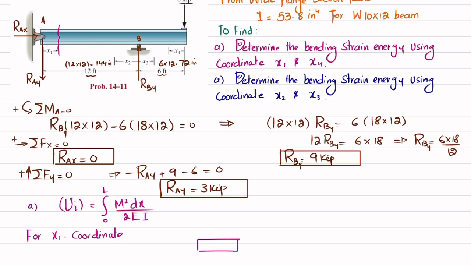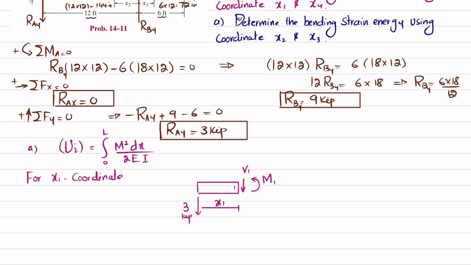I cut the beam and draw the free body diagram. Here you can see you have RAY, which is 3 kips. This coordinate has length x1, and when you cut it you will have a shear force V1 and a bending moment M1. This is your point 1. Now applying the equation of equilibrium that the sum of all moments about point 1 is equal to 0, taking the counterclockwise moment as positive.